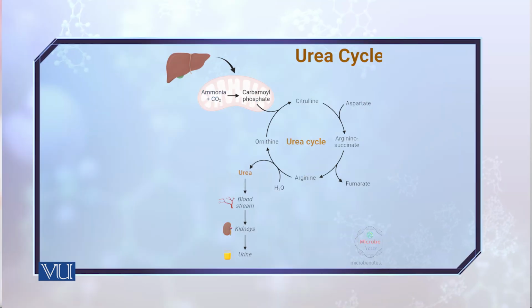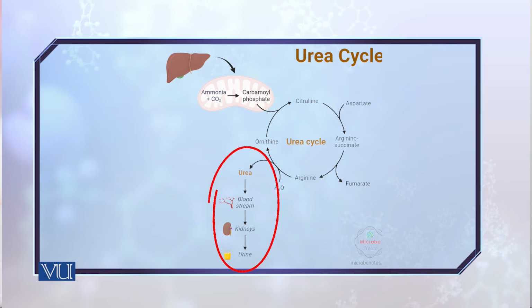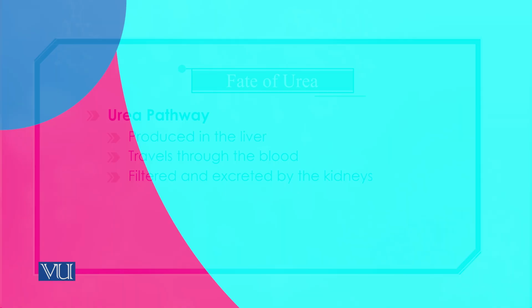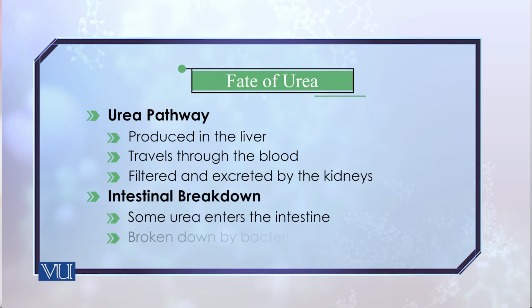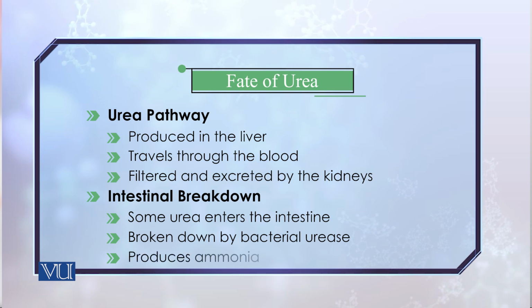Once urea is produced in the liver, it has to be excreted, so it becomes part of the bloodstream. From the blood it is taken to the kidneys and is excreted out from the kidneys. This is the path the urea follows after its formation in the liver. Sometimes some urea also enters into the intestine and it is broken down by the bacterial ureases, giving rise to the formation of ammonia, and this ammonia then can also enter into the bloodstream.